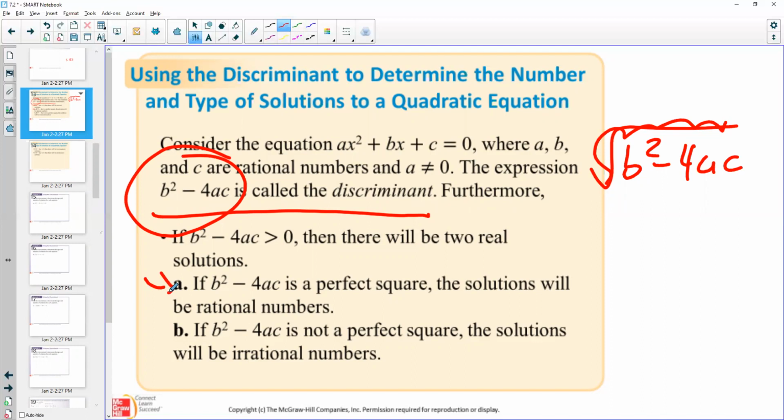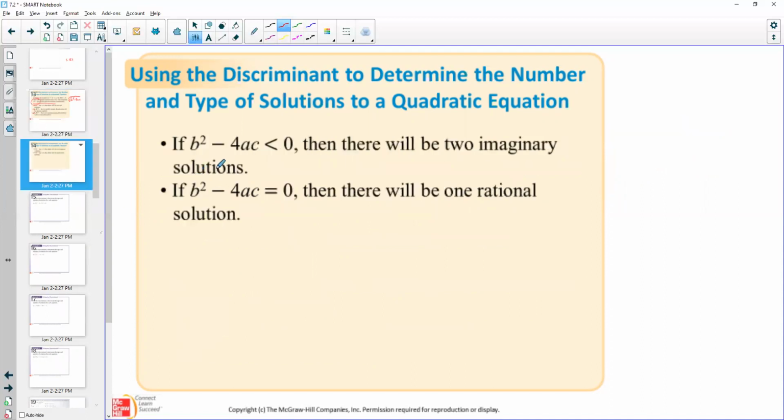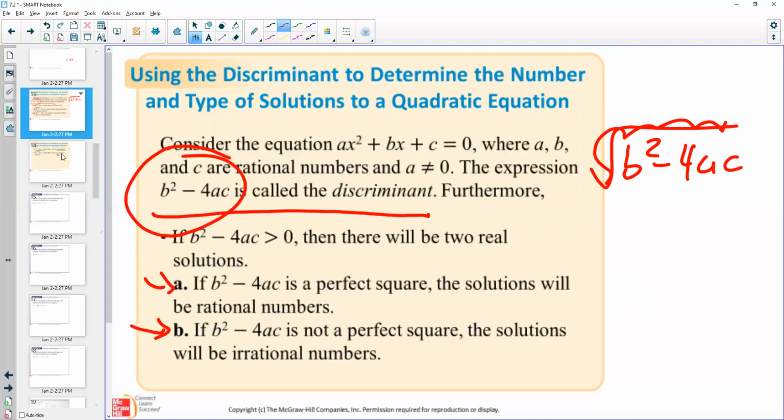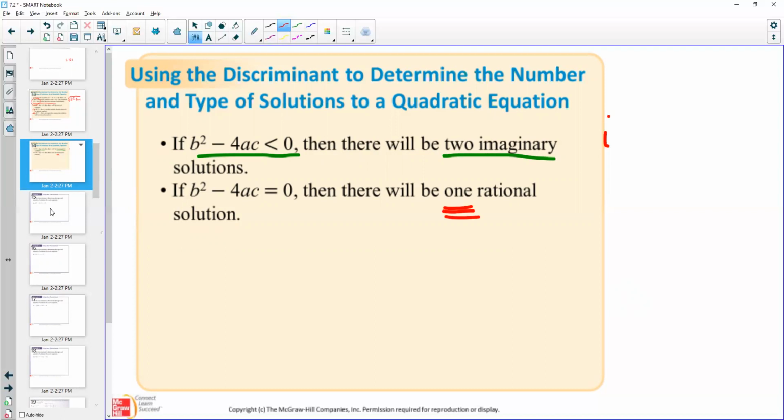That's greater than 0. If it's not a perfect square, they're irrational. If it's less than 0, you get imaginary solutions, so you get something with an i in it. And if it happens to be equal to 0, there's only one answer. These are useful to remember. You are going to use them and have to use them to do things.